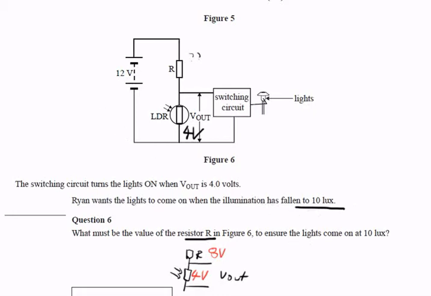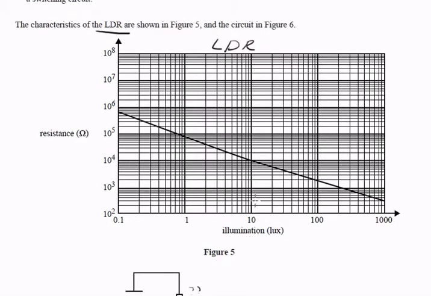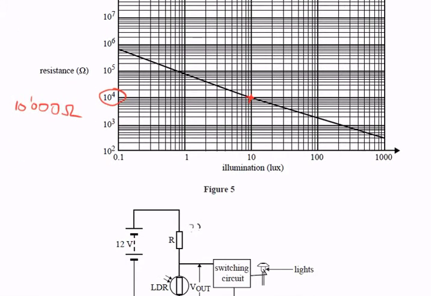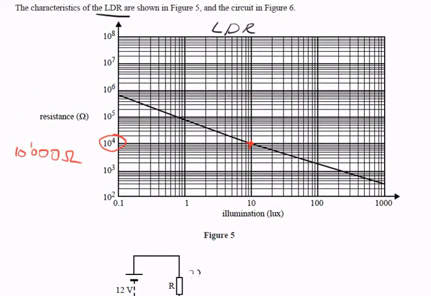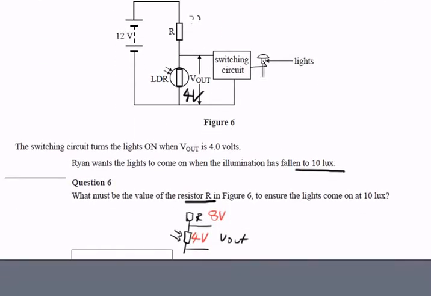Now, the 10 lux, what does that actually mean? Well, if we go to the graph, at 10 lux, the illumination, that's how bright something is, this point here. And 10 lux, according to this, is 10 to the 4. 10 to the 4 is 10,000 ohms. So we can write that on our circuit because it's helpful information. Remember, this is the LDR. 10,000 ohms goes beside our LDR. We can write it here, or we can write it here as well.